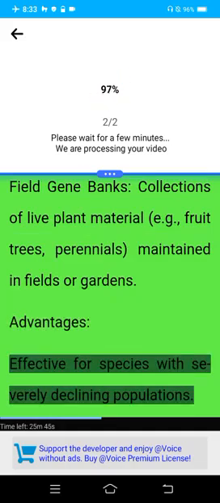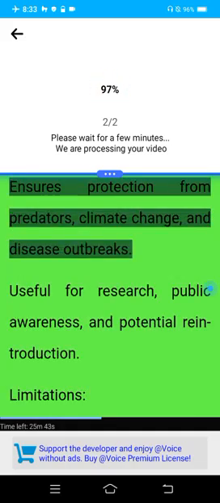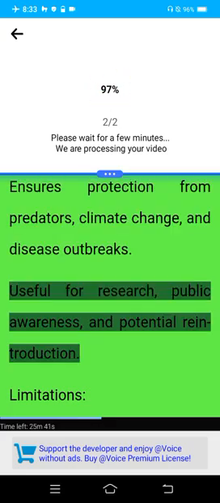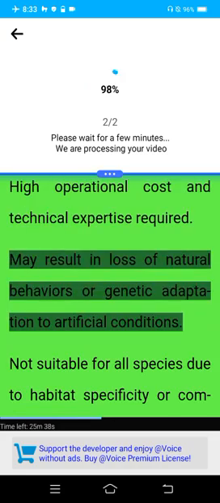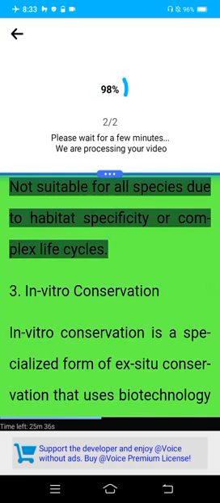Advantages: effective for species with severely declining populations; ensures protection from predators, climate change, and disease outbreaks; useful for research, public awareness, and potential reintroduction. Limitations: high operational cost and technical expertise required; may result in loss of natural behaviors or genetic adaptations to artificial conditions; not suitable for all species due to habitat specificity or complex life cycles.